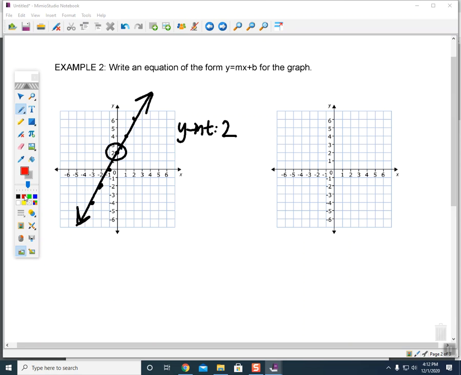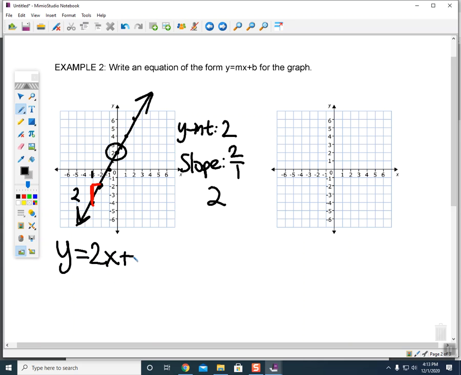Then I need to look at how I get from one point to the next. So let's go from down here, like this. To do that, I need to go up 2 spaces over 1 space. So my slope is 2 over 1, or just 2. If I were going to write my equation for this, it would just be y equals 2x plus 2.